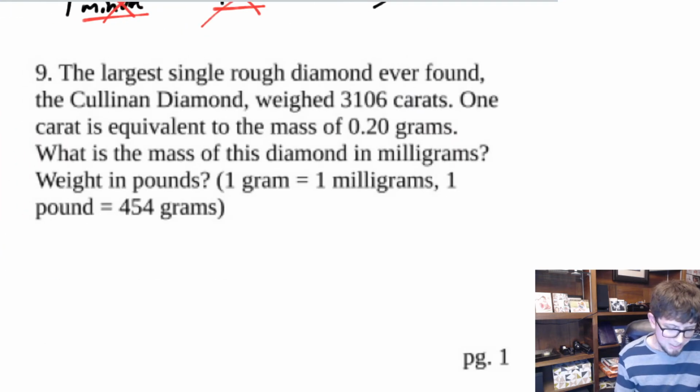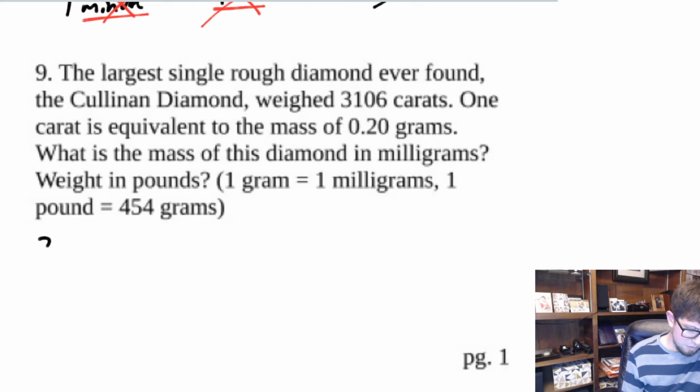Next up, the largest single rough diamond ever found, the Cullinan diamond, weighed 3,106 carats. 1 carat is equivalent to the mass of 0.20 grams. What is the mass of this diamond in milligrams? What is the weight in pounds? And they give us a couple of different conversions here.